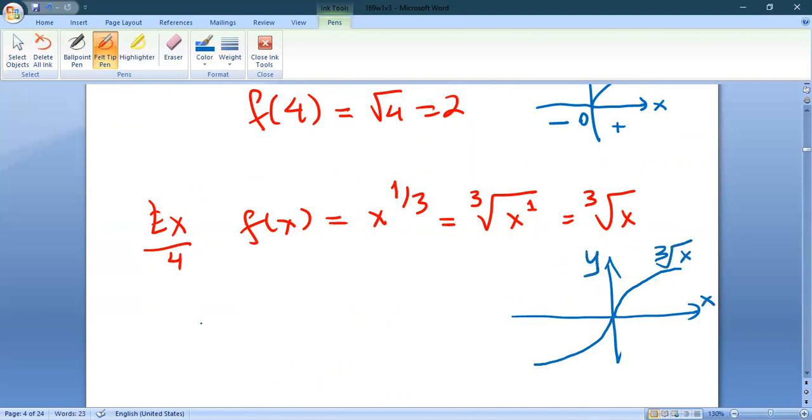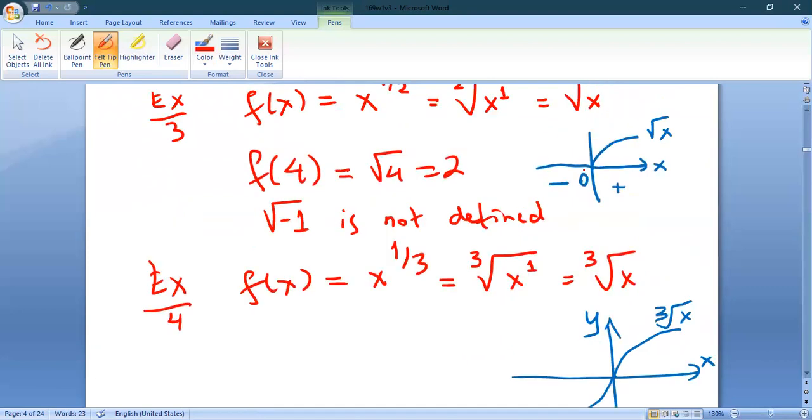Okay, why is this so? Because in the first case, like square root of -1 is not defined. We don't know what the square root of a negative number is. So therefore, the square root of x is not defined for negative numbers. So there is nothing going on for the negative part. Okay, so let me draw the graph like this, maybe.